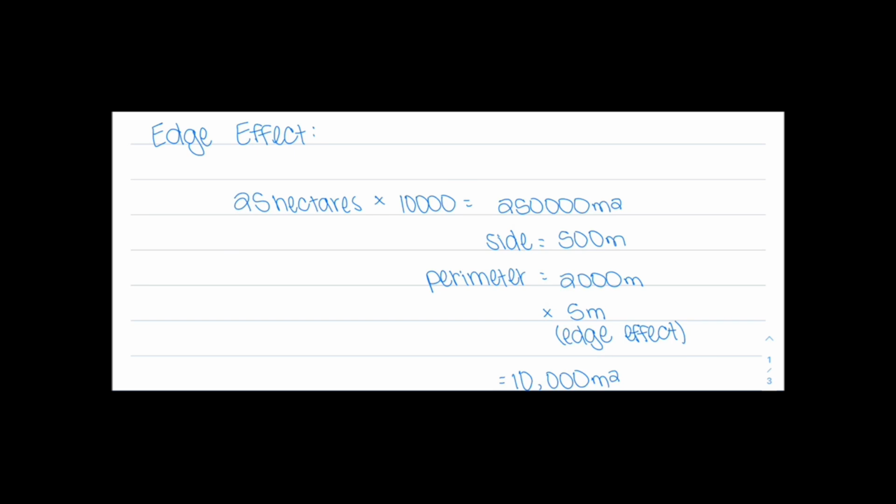Assuming an edge effect of 5 meters, we were able to calculate the amount of core habitat in our wild plot. Beginning with an estimated area of 25 hectares, we multiplied by 10,000 to convert the value to meters squared. We found the length of each side by using the square root of the area. We then multiplied by 4 to find the perimeter. After multiplying by the given edge effect value of 5 meters, we found that we have 10,000 meters squared of core habitat in our plot.